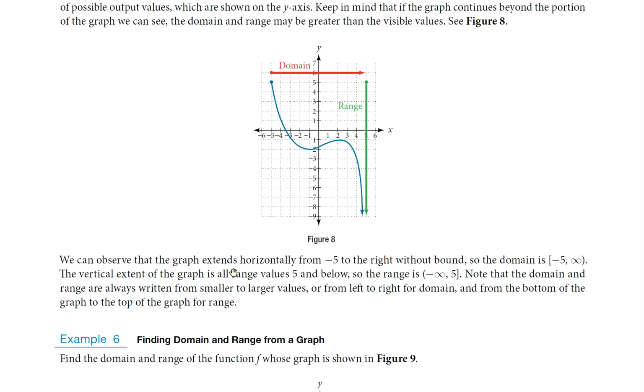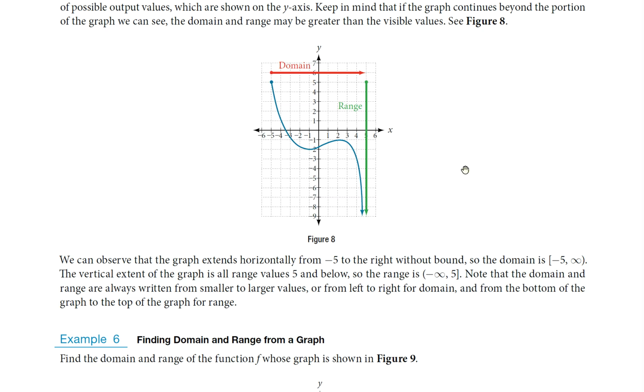We can observe that the graph extends horizontally from -5 to the right without bound. Okay, so they assume that it doesn't stop. So once again, that's the thing with the graph, right? You cannot really tell 100% what's going on with it, especially in these cases. Is this a graph that's just really steep but eventually it can reach, I mean, it could be defined for any value of x, or is there an asymptote? That would be debatable. But here they assume it's defined for any x above -5. So this interval would be the domain.